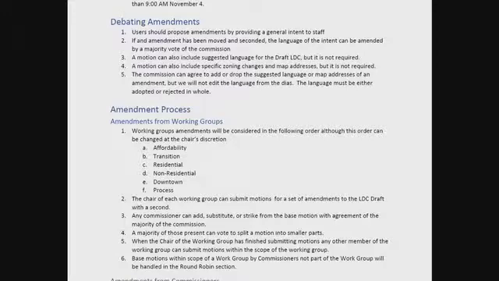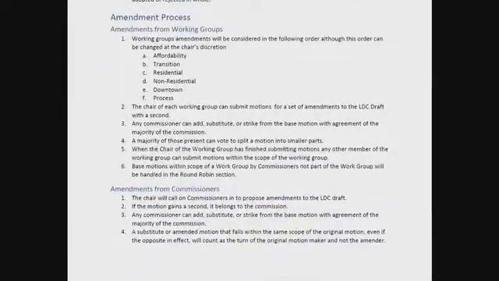Base motions that are within a scope of a working group that are made by commissioners that are not part of the working group will be handled in the round robin section. That one's a little confusing. Commissioner Thompson, did you want to clarify that?